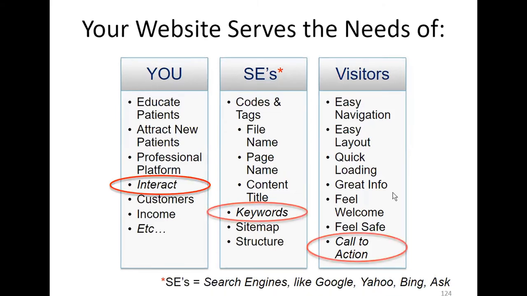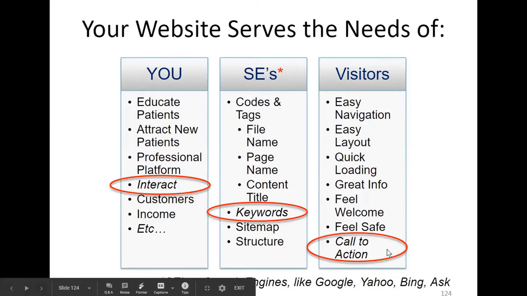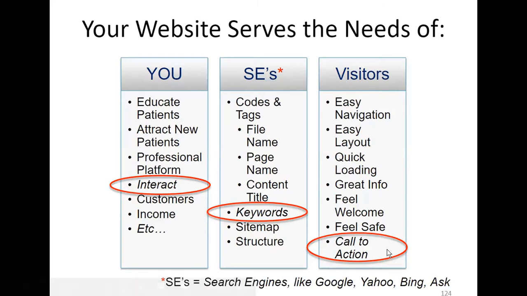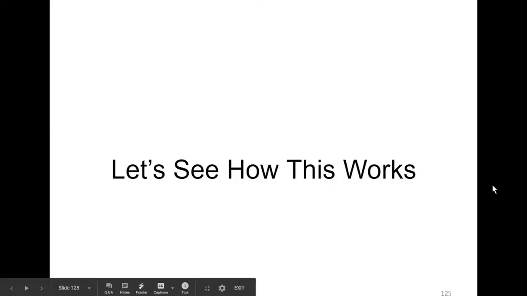And ultimately, the 3 things that are going to help you make money are your ability to create a website where you can interact with people and you invite interaction, where the keywords are there, and where there's a clear call to action so visitors know exactly what to do when they land on your site. So let's see how this works to generate income.